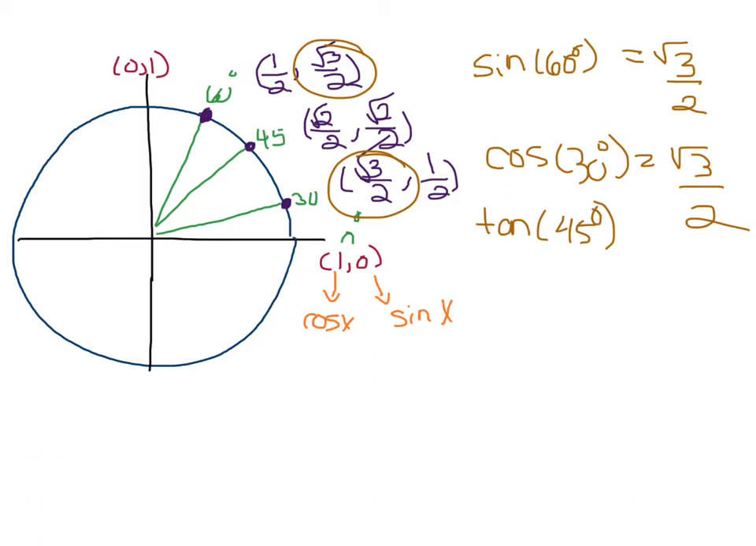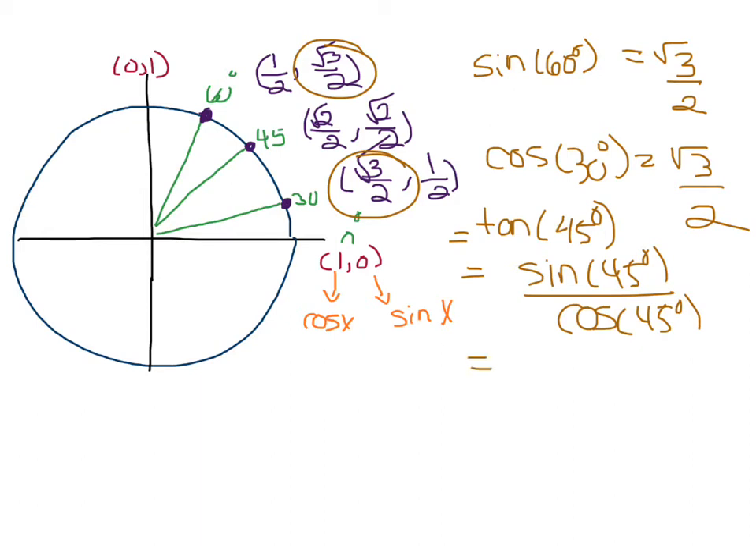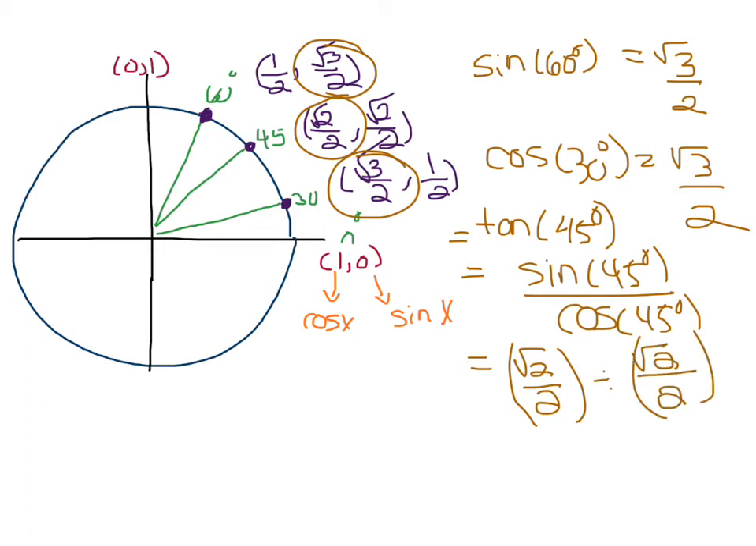Now let's say we wanted to find tan 45 degrees. Well, we know that we could rewrite tan as sine 45 degrees over cos 45 degrees. And now I can just go back in and substitute the exact values for each. So sine 45 is equal to root 2 over 2 divided by cos 45 degrees, which is also root 2 over 2. And then I would get root 2 over 2. So once we simplify that, we would just get 1. So this is how we can use our special angles to find the exact values.